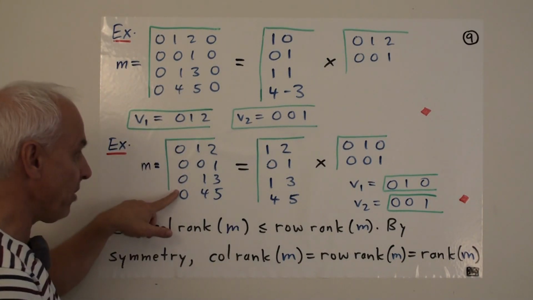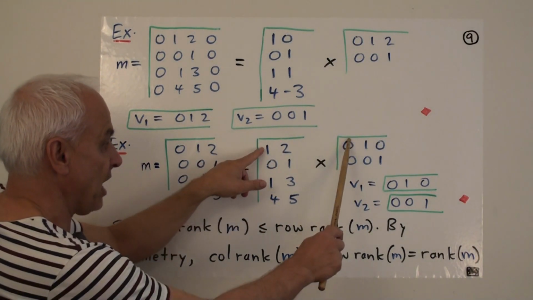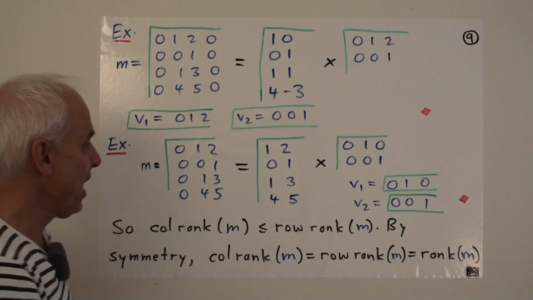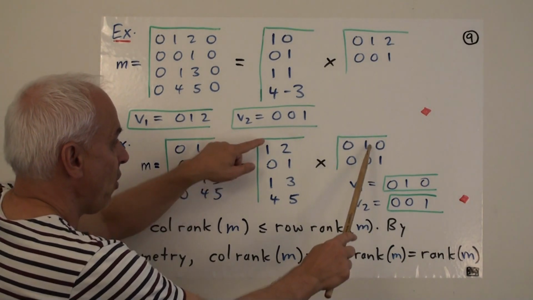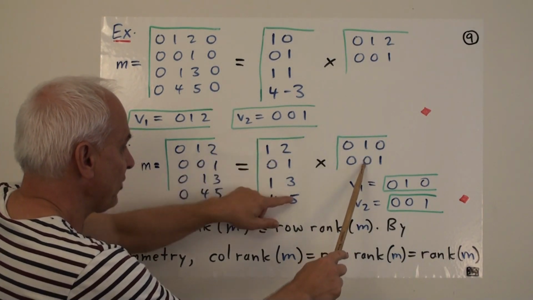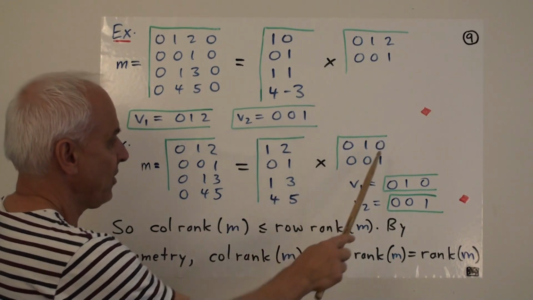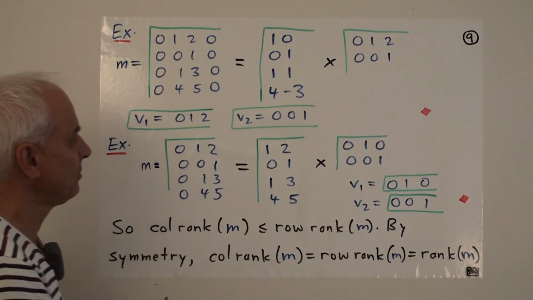So this first column here is obtained as a linear combination of this column and this column. It's 0 times this first column plus 0 times the second column. The second column here is 1 times this column plus 0 times this column. And this third column is 0 times this column plus 1 times this column.